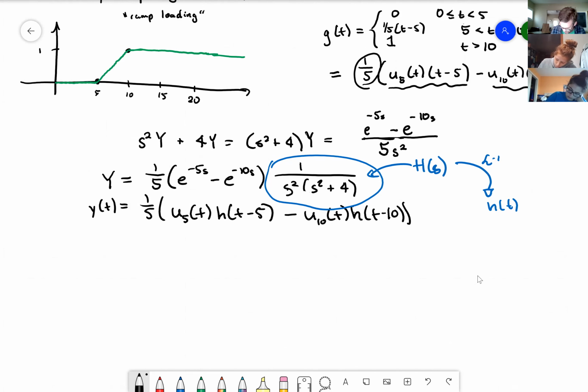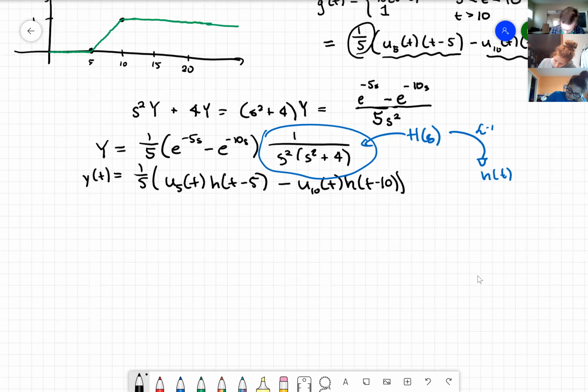Partial fraction expansion. I always call it decomposition. I guess it doesn't matter. It's just a name.